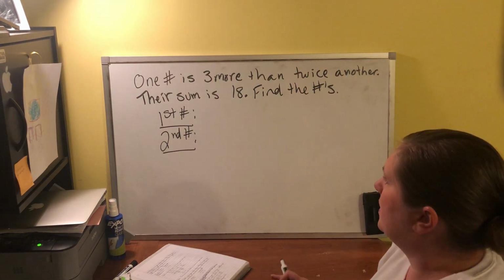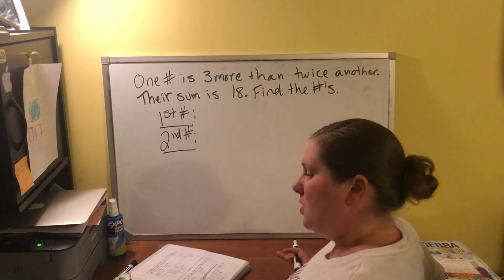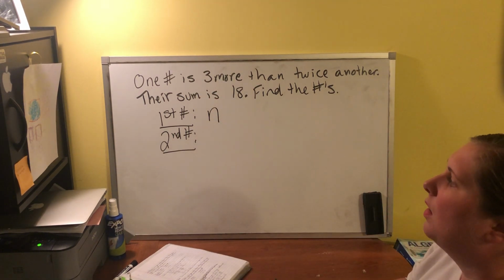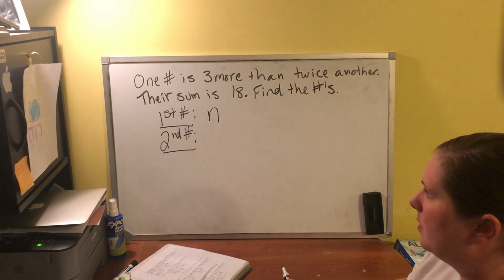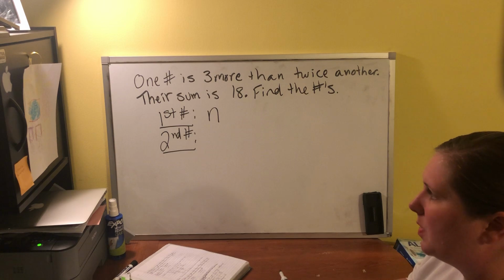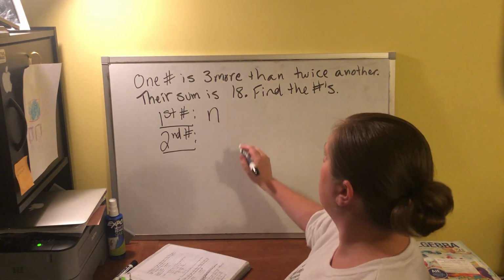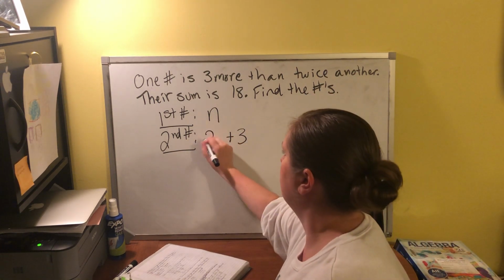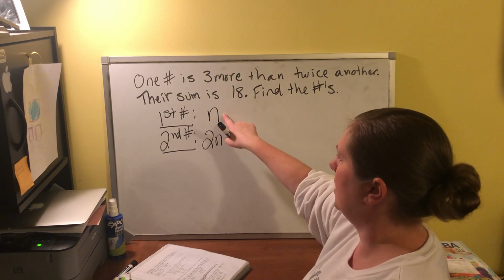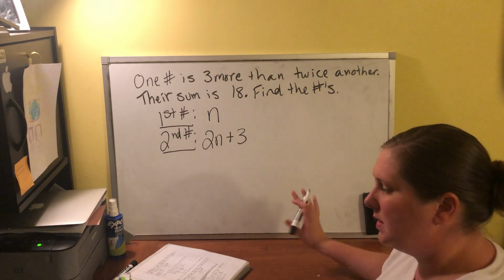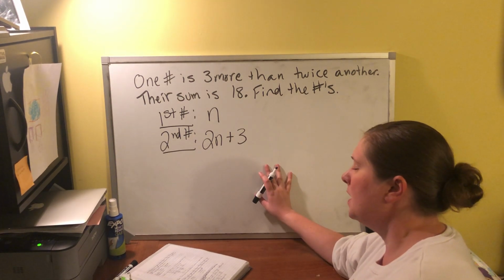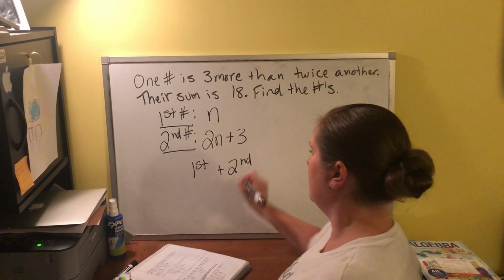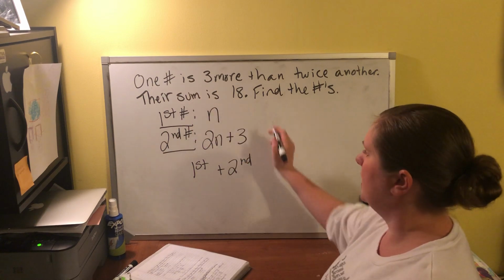So one number is 3 more than twice another. So we have no idea. Let's go ahead and denote the first number. The first number is going to become our variable. Now we're going to use that variable to come up with our second number. It says one number is 3 more. Well, 3 more means I'm going to be adding 3 to something. Twice another, 2 times another, 2 times n. Now, where I see mistakes with this problem is you need to make sure you're adding the first number and the second number, because it says their sum is 18.